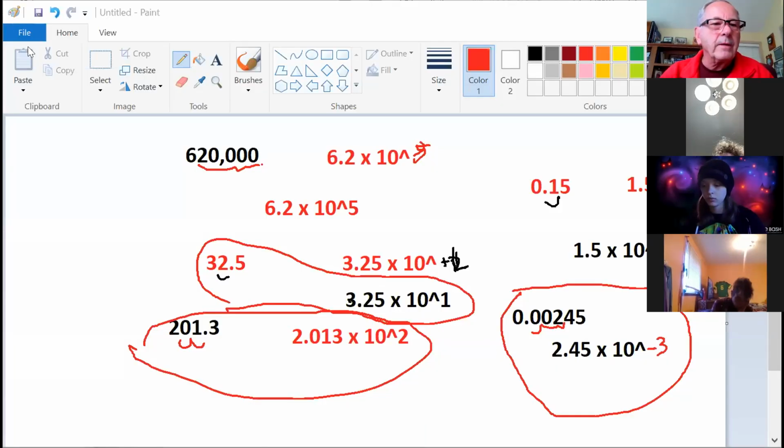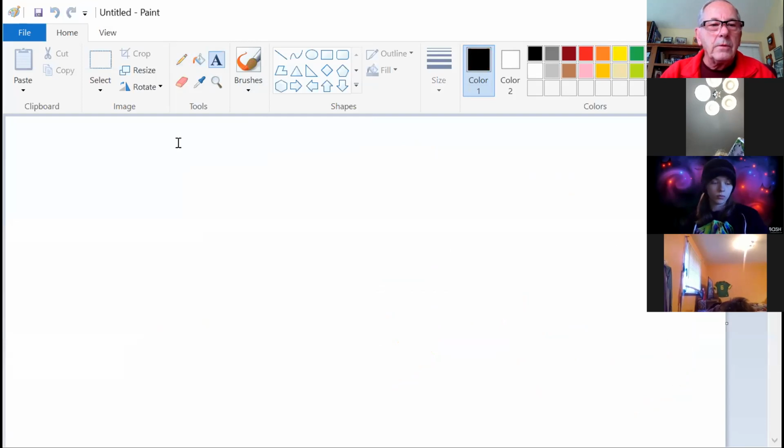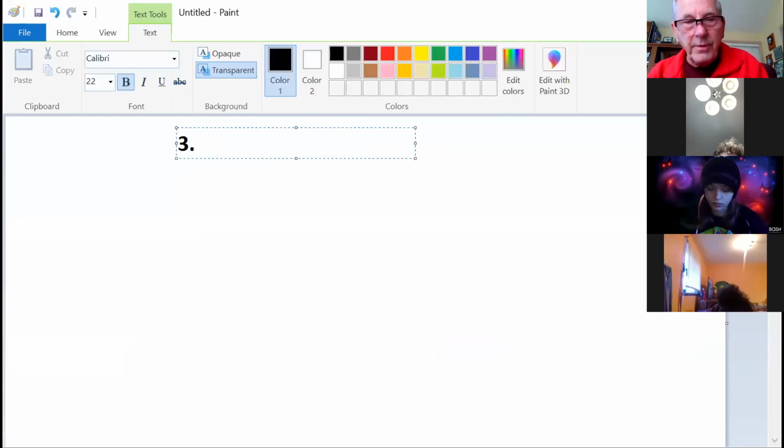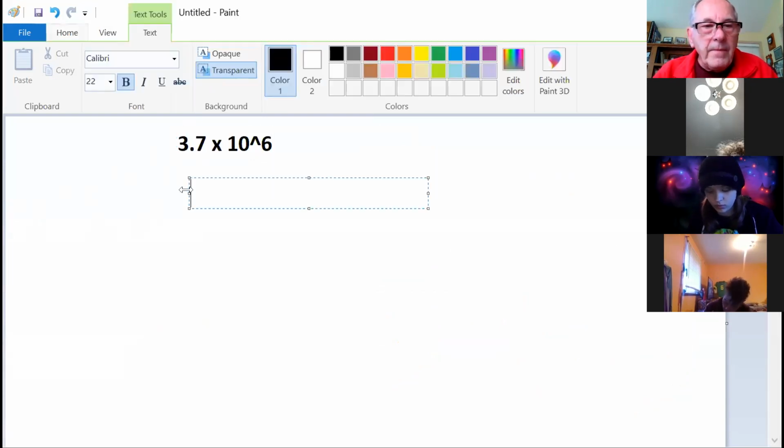Okay, go to my whiteboard again. So that was 3.7 times 10 to the 5th, right? No, it's 6 on there. Oh, it's 6. Okay, sorry. So the 6 power. It means we have to move that decimal place to the right, the number of the power. So we got to move it 6 spaces.